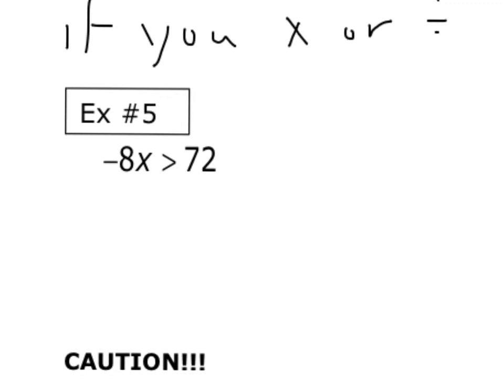So in this one, you have negative 8 times x. Let's undo multiplication with division. Okay, so those negative 8's cancel. But since we divided by a negative number, you have x, and then flip your inequality the other direction. And then 72 divided by negative 8 gives us negative 9. Okay, so it's the same thing, but if you multiply or divide each side by a negative, you must flip the inequality.